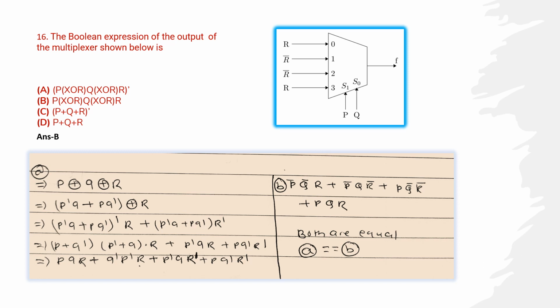And now the option is B, P XOR Q XOR R. When we solve this P XOR Q XOR R, we get the same expression as the multiplexer. So the answer to this question will be B. So it is P XOR Q XOR R.